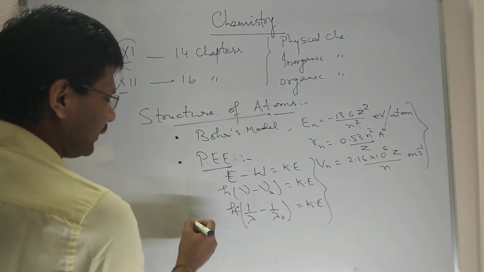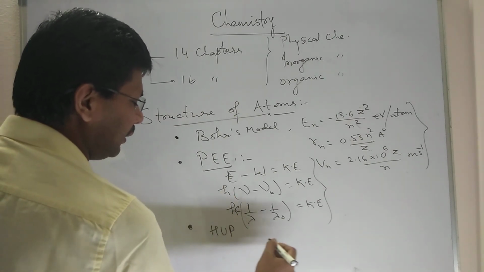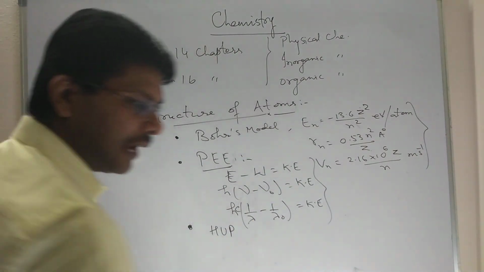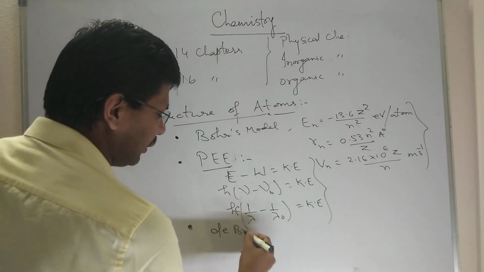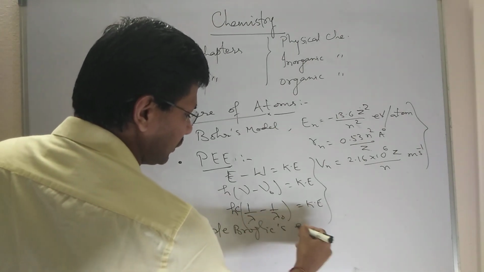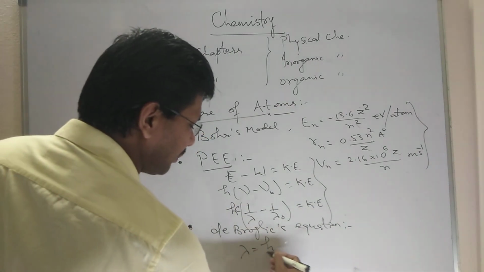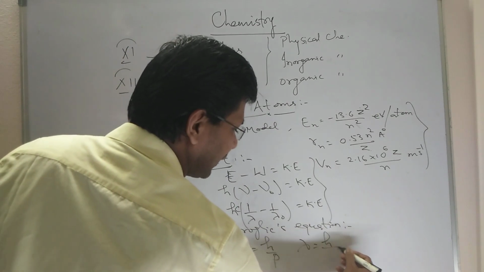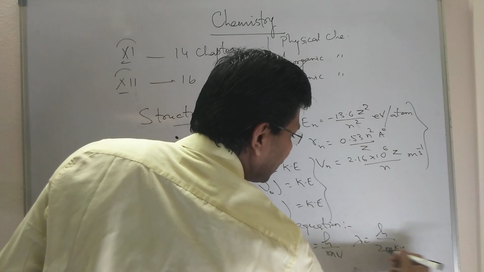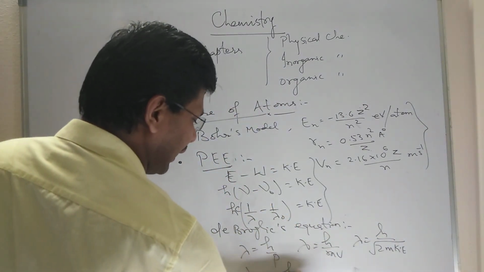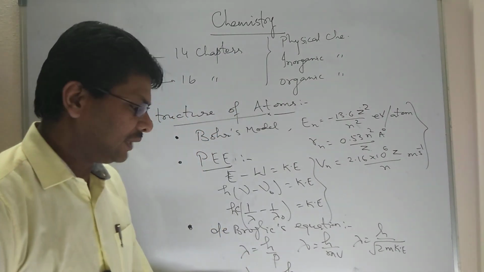Next important topic is Heisenberg uncertainty principle and de Broglie equation. If you know the simple de Broglie formula, you will be able to handle the questions: lambda equals h by p, lambda equals h by mv, lambda equals h by root under 2m kinetic energy, or lambda equals h by root under 2m eV, where V is the potential difference.